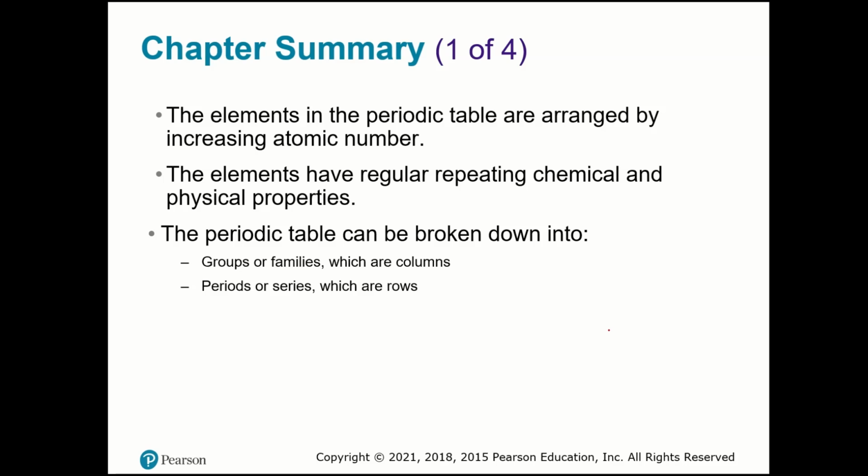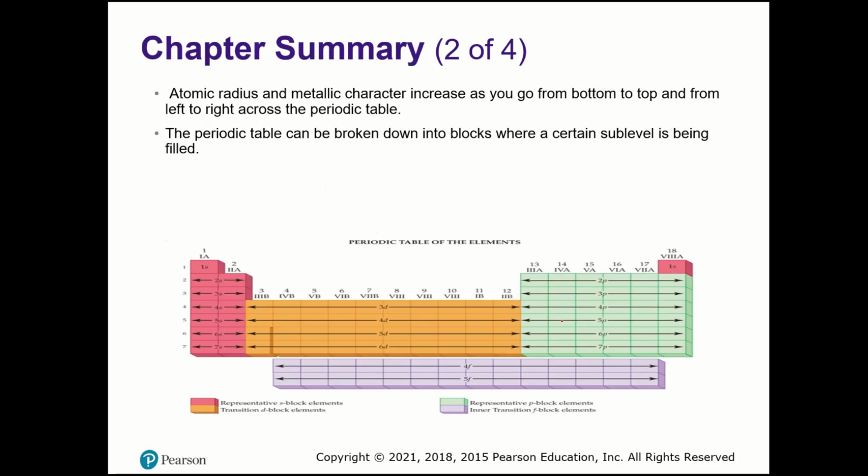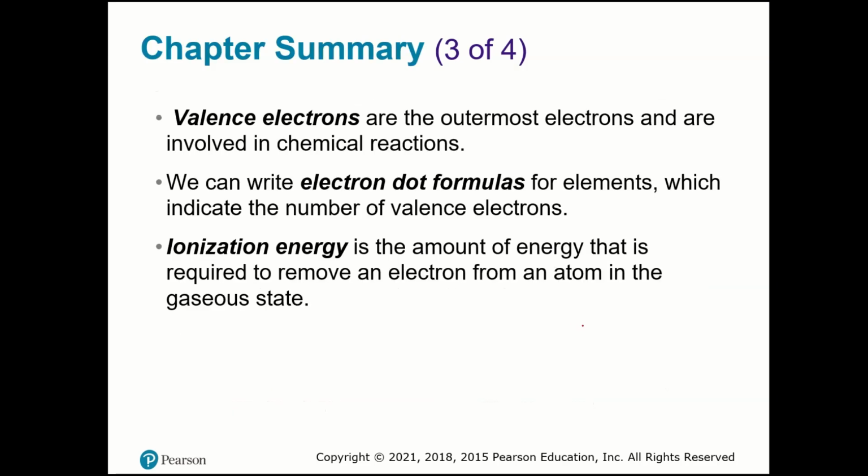The elements in the periodic table are arranged by increasing atomic number. The elements have regular repeating chemical and physical properties. The periodic table can be broken down into groups or families, which are columns, and periods or series, which are the rows. Atomic radius and metallic character increase as you go from top to bottom and from right to left in the periodic table. The periodic table can be broken down into blocks, where a certain sublevel is being filled. Valence electrons are the outermost electrons and are involved in a chemical reaction. We can write electron dot formulas for elements, which indicate the number of valence electrons.